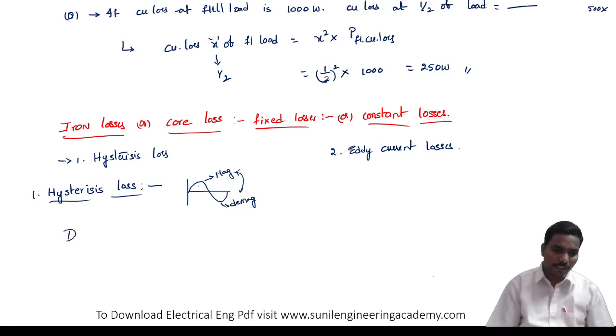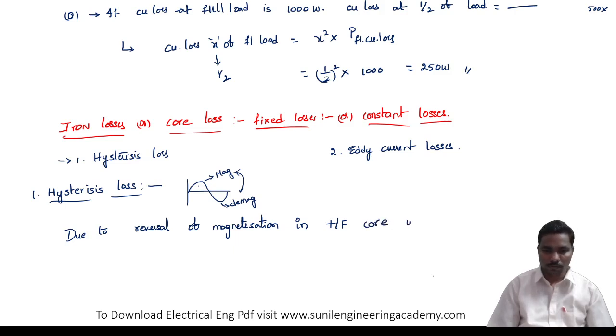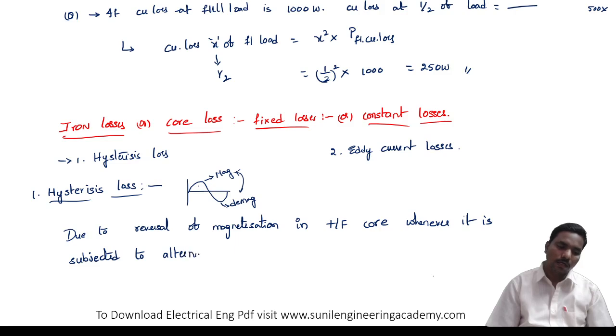So note down the point: hysteresis loss is due to reversal of magnetization in the transformer core, whenever it is subjected to alternating nature of magnetizing force.